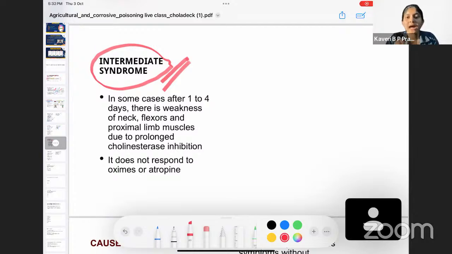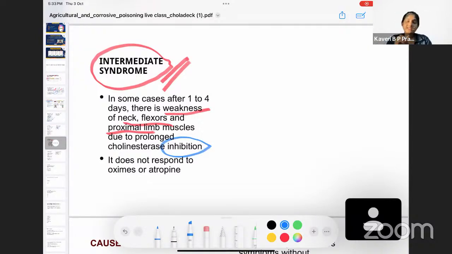In some cases, after 1 to 4 days, there is weakness of neck flexors and proximal limb muscles due to prolonged cholinesterase inhibition. So remember, there is going to be weakness of the neck flexors and proximal limb. That is usually what happens immediately after, within around 6 to 12 hours. All these symptoms are seen, and later the person tends to improve if proper treatment is given. But in intermediate syndrome, all these symptoms start in 1 to 4 days because the enzyme in this person is inhibited for a longer amount of time.